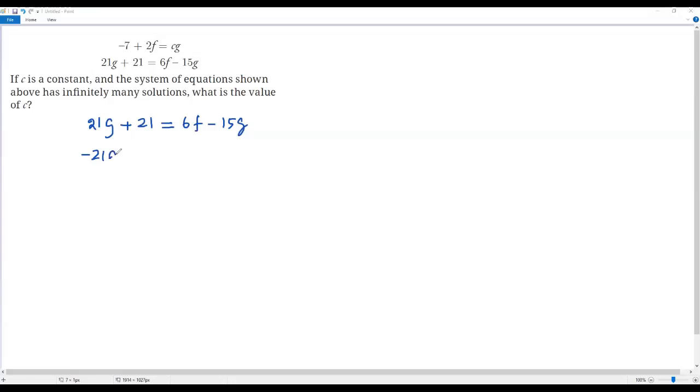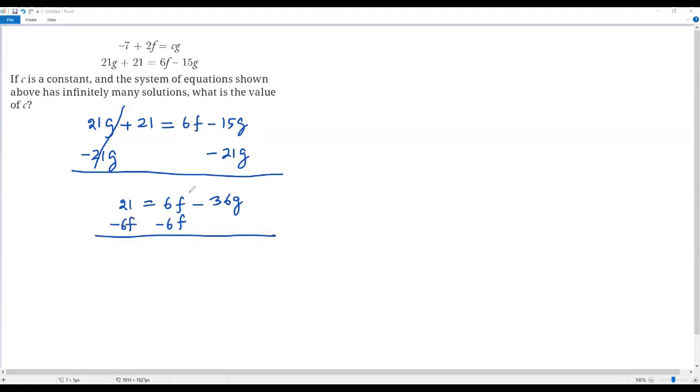So I subtract 21g from both sides. The positive 21g and negative 21g cancel out, and I get 21 = 6f. When I combine -15g and -21g, it will be -36g. Now I subtract 6f from both sides because I need the constant and f on the left side. The positive 6f and negative 6f cancel out on the right, and I get 21 - 6f = -36g.